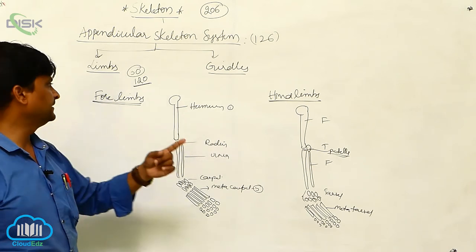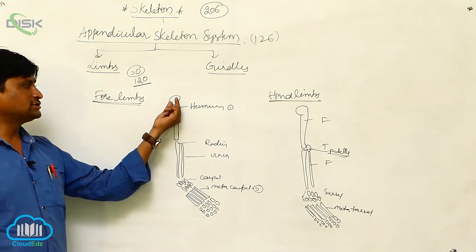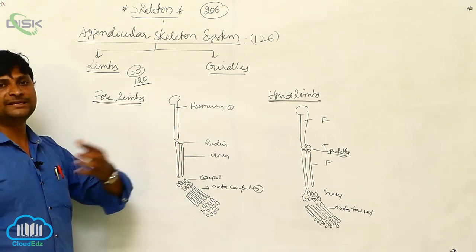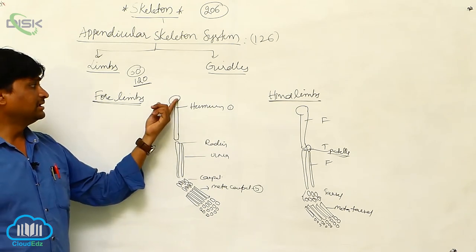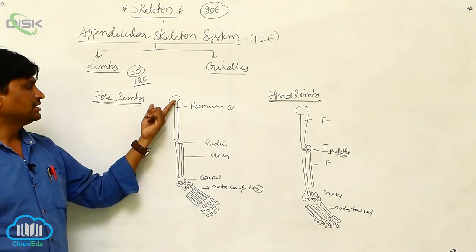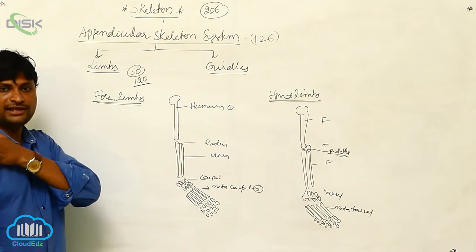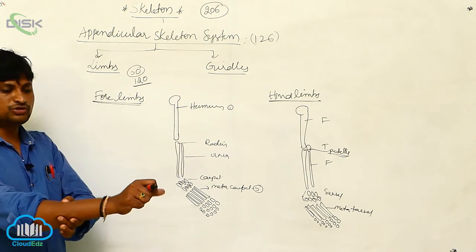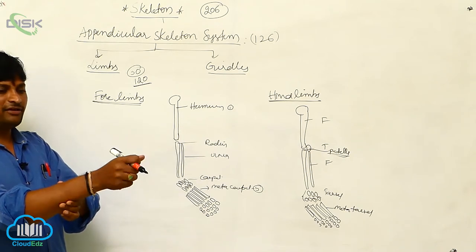Let us see once again. Four limbs. This is a ball and socket, which is articulated to the pectoral girdle. The first bone is the humerus. From here to here we call the humerus. Here there are two bones: one is the radius and the other is the ulna.